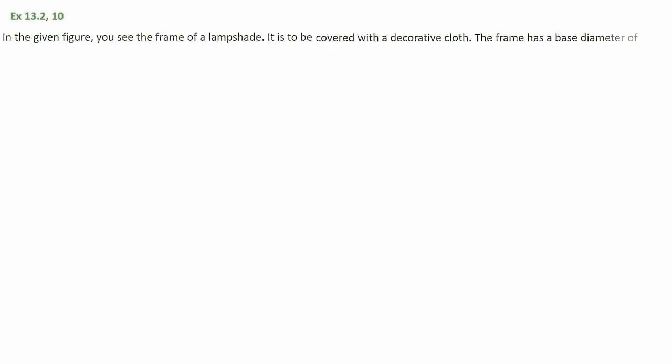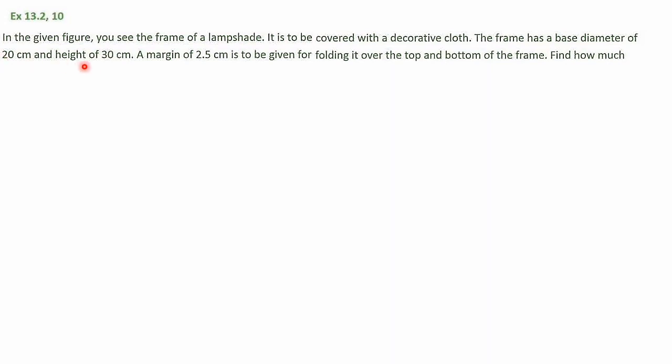Now let's discuss question number 10. In the given figure, you see the frame of a lampshade. It is to be covered with a decorative cloth. The frame has a base diameter of 20 cm and a height of 30 cm. A margin of 2.5 cm is to be given for folding it over the top and bottom of the frame. Find how much cloth is required for covering the lampshade. Pi value is given to us, 22 by 7.